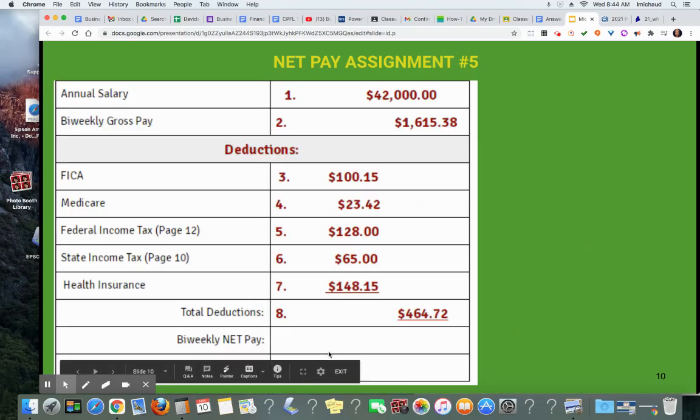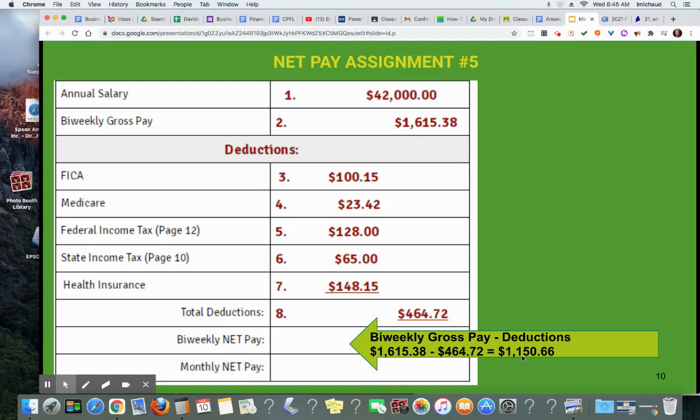Next, we need to determine our biweekly net pay. So remember, net pay is your gross pay minus your deductions. So it'll be the $1,615.38 minus $464.72. So please do this now. Don't just wait for the answer. Please do it. Thank you. So $1,615.38 minus $464.72 is $1,150.66. That goes on line 9.